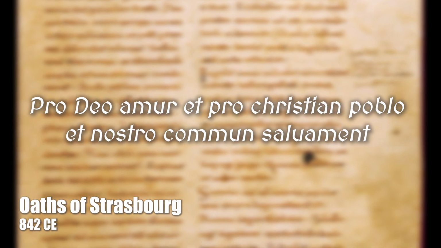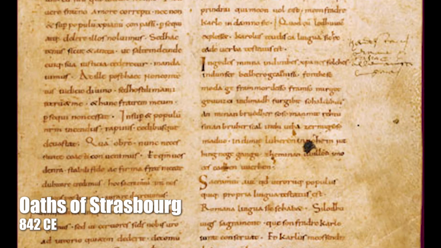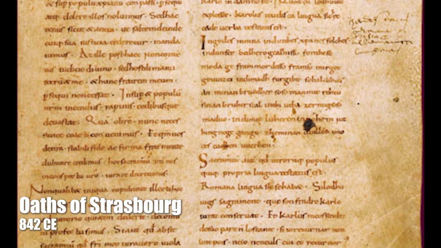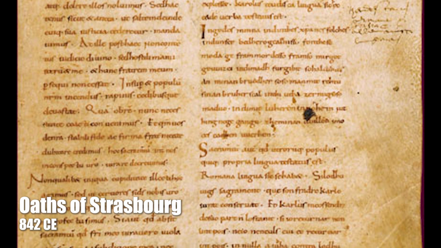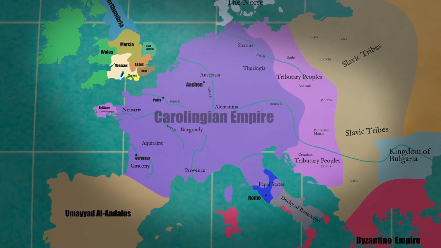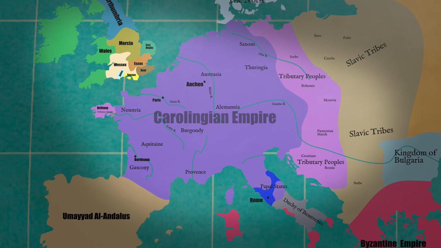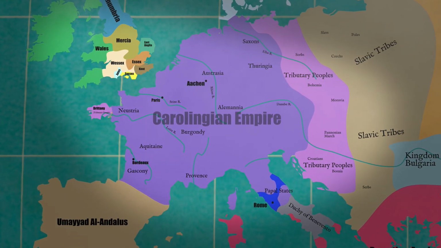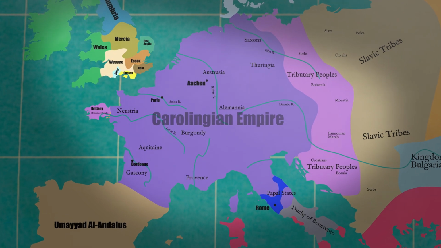The Oaths of Strasbourg are remembered today not just as a military alliance, but as a foreshadowing of the future birth of the nation-states of France and Germany. A year later, all three brothers would sign a peace agreement and divide Francia between them.